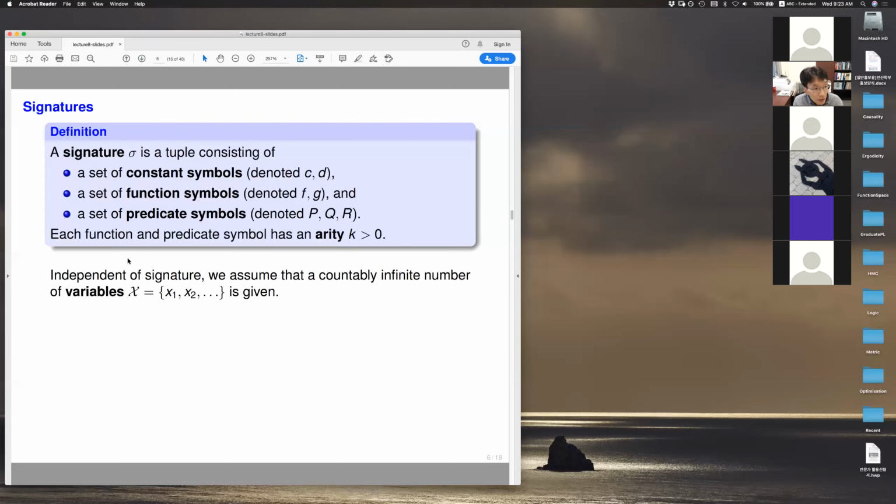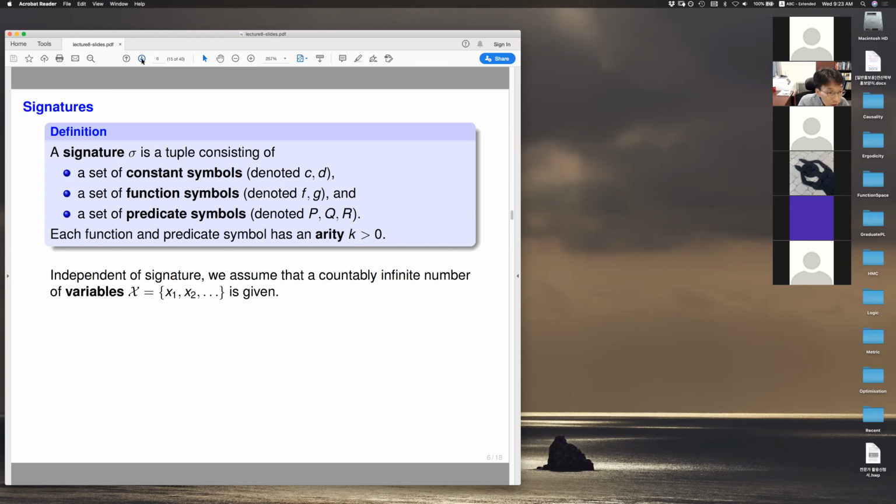In addition to all of this, to specify the syntax of first order logic, we will assume that there are countably many variables, which we denote x1, x2, and so on. These variables will denote objects, not properties. In propositional logic, a propositional variable denotes properties, so it has a value 0 or 1. But in first order logic, variables denote objects. In this case, they are going to denote numbers if we are talking about number theory.